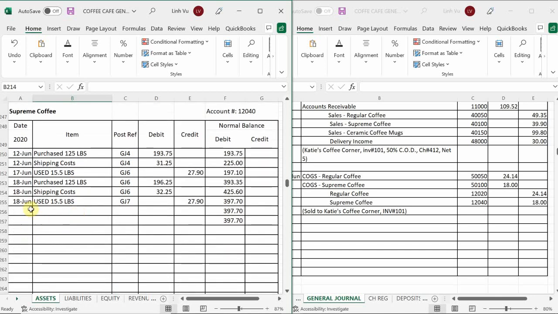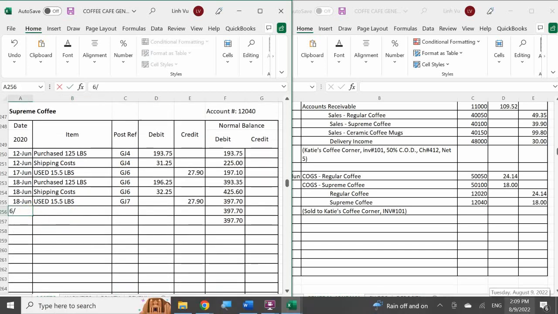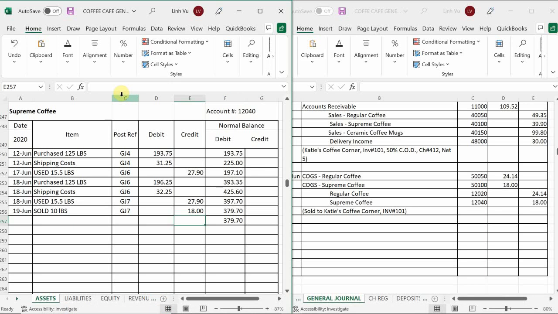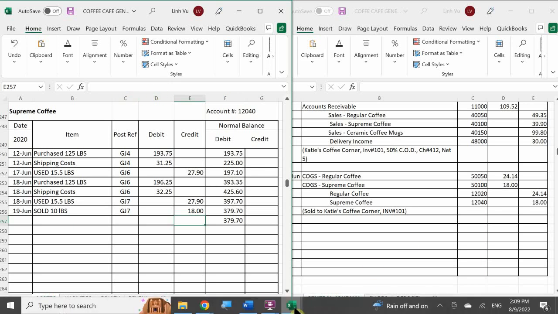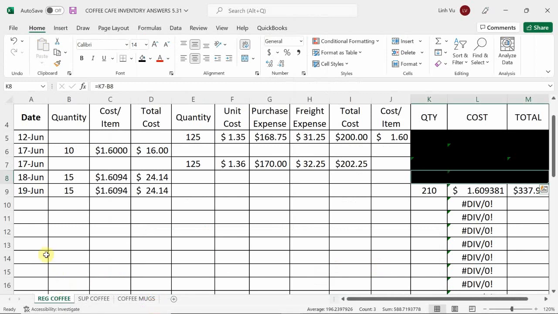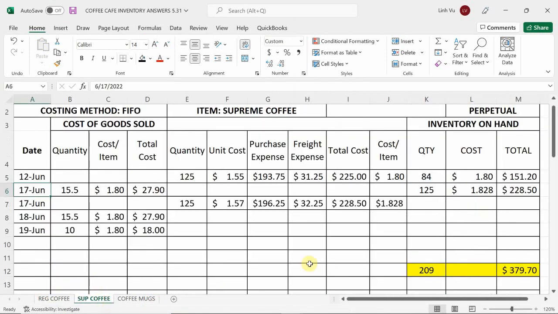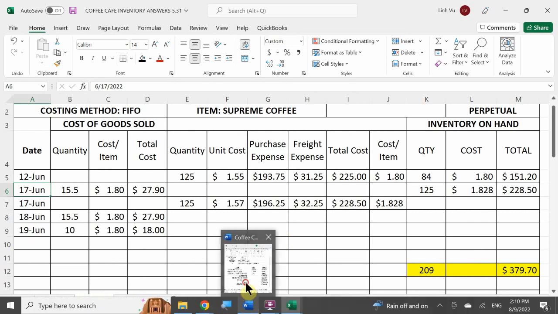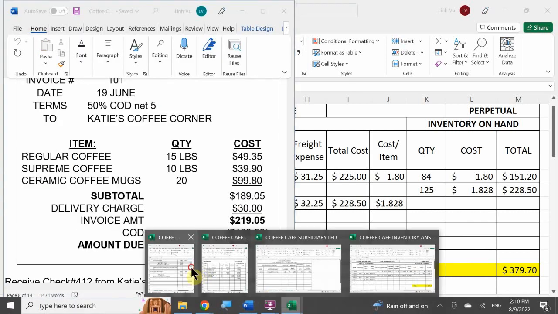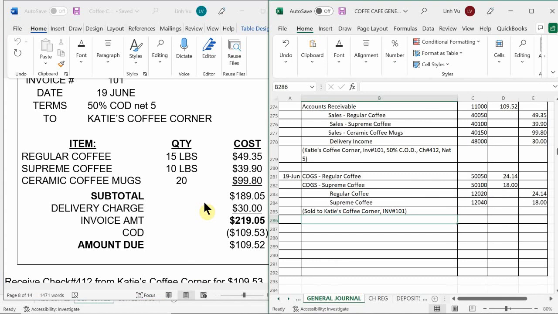Okay. Last one, Supreme Coffee. Yes. Sold 10 pounds for $18. So you should have 379.70. Is that true? $379.70. Yes. So good. All right. And that is it for that one transaction.